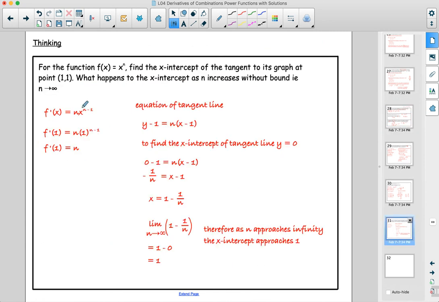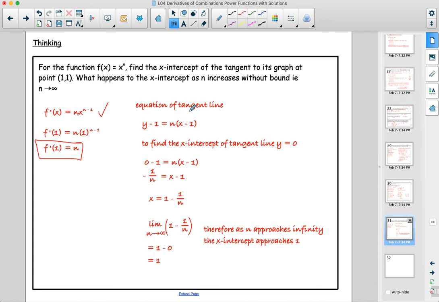All right, step 1, find the derivative. F prime at x is n times x to the n minus 1. That's not too bad. F prime at 1, I'm going to plug in a 1. N times 1 to the n minus 1. Well, 1 to any exponent is 1, and n times 1 is n. So there we are. We've now found the slope of the tangent. The slope of the tangent at 1 is n.